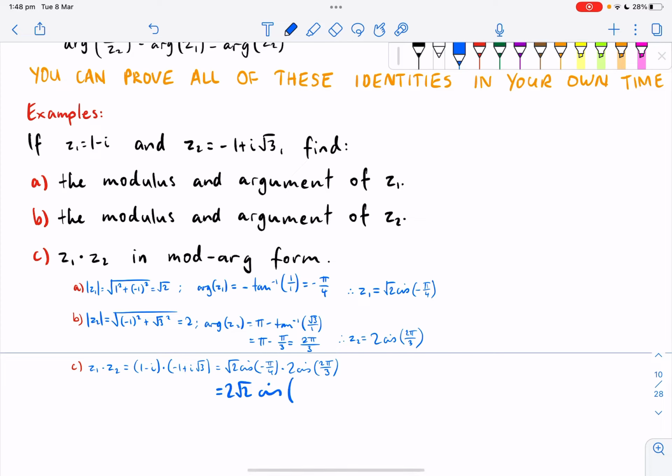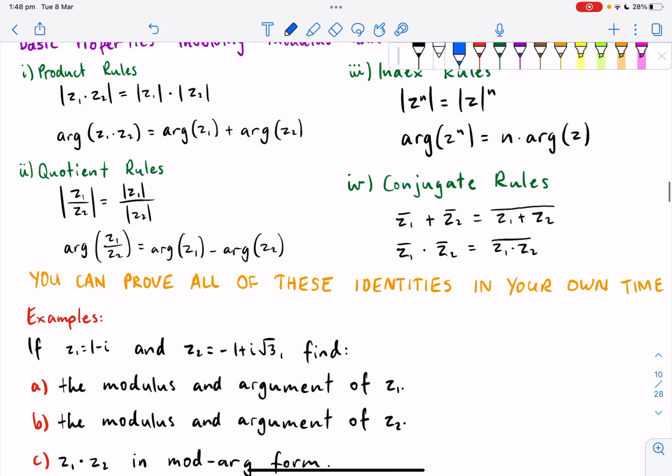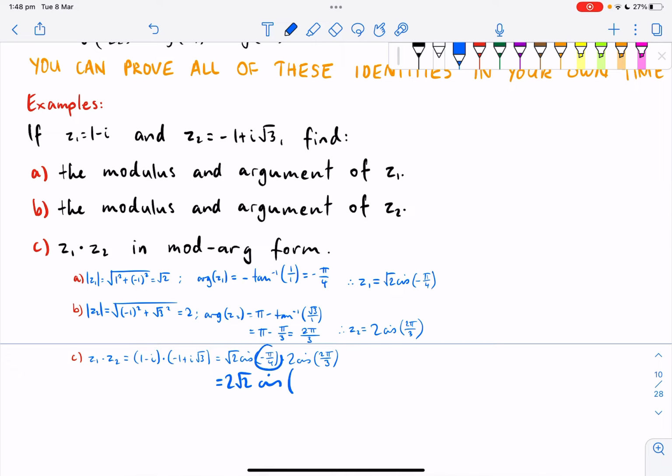We'll write cis. Now look at the argument. It tells us if we multiply two complex numbers, then the arguments will actually add. All right, and that makes things so much easier. That means I'm going to add negative pi on 4 and 2 pi on 3. And then I simplify the argument, and that is it. This is such an effective and quick way to calculate these types of results. This one will get negative pi on 12. And that's that.